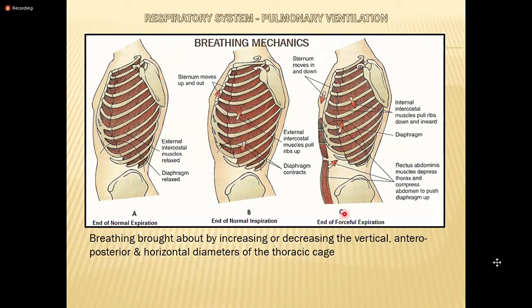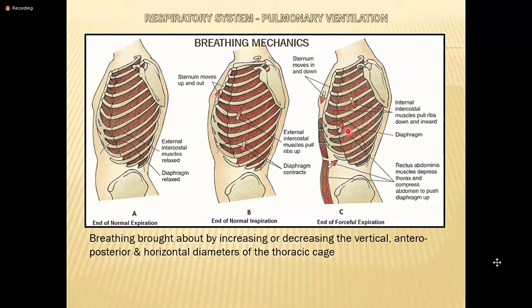At the end of normal expiration, there is a recoil of the lungs. So the sternum moves in and down. This time it is the internal intercostal muscles that pull the ribs down and inward. And the diaphragm moves up, okay?